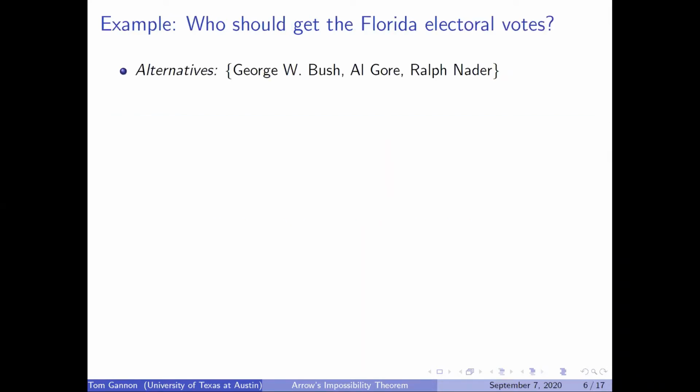Anyway, here's another example that can show you how, when there's more than two alternatives, things could get even wonkier. The new question that we're going to ask, instead of who should be the math club president, is who should get Florida's electoral votes in the year 2000 to be president? As a simplifying assumption, I'm going to assume there are only three candidates: George W. Bush, Al Gore, and Ralph Nader. The usual way that we vote in America, at least at the state level, is usually first past the post. Not always, but usually.